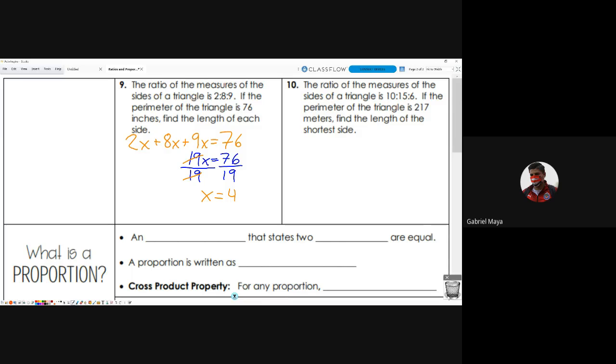Okay. But they want the side lengths of each. So let's go ahead and do 2 times 4, 8 times 4, and 9 times 4. This equals 8 inches, because there's inches. 32 inches. 36 inches. 8 plus 32 is 40, and 36 makes 76. All right.